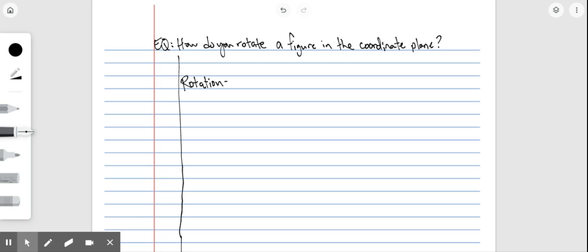All right, you guys, so today we're going to talk about rotations. Our essential question is, how do you rotate a figure in the coordinate plane? So the first thing I want to do is define what a rotation is.